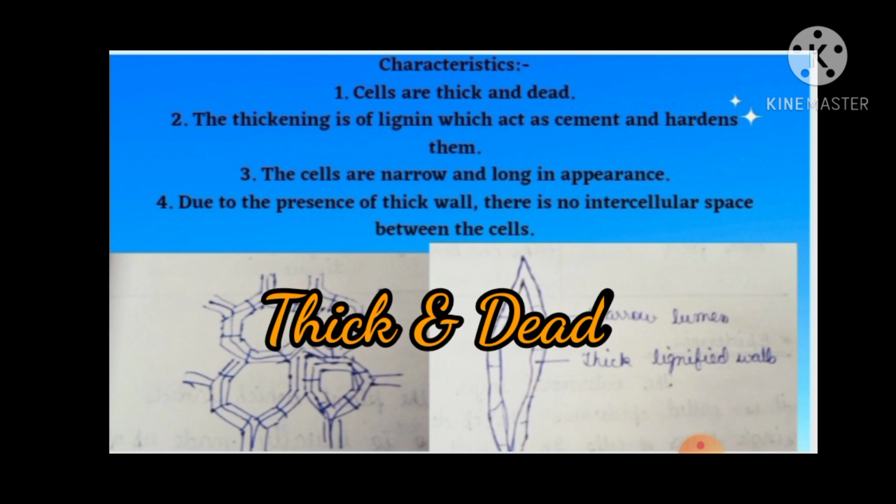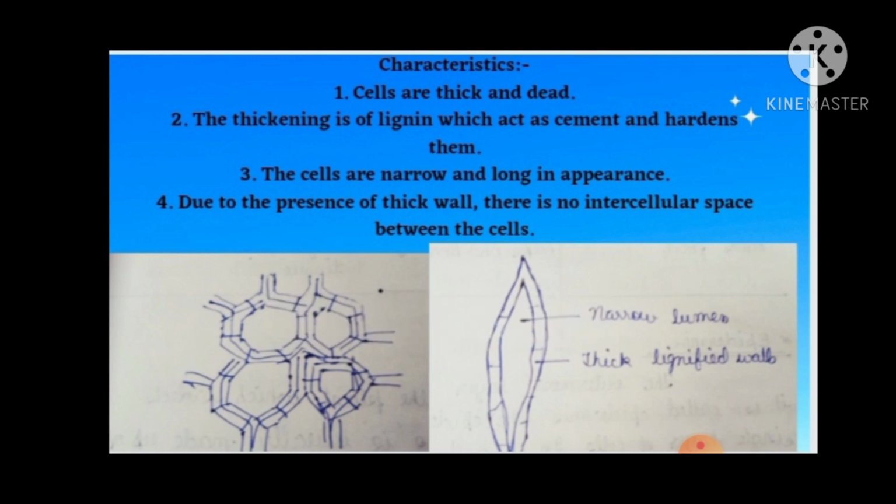The thickening is made up of lignin. You have to remember the name of the chemical whose thickening is present in the cells of Sclerenchyma, and the thickening is of lignin. And what does it do? It acts as a cement and hardens the tissues of the Sclerenchyma. The cells are narrow and long in appearance. You can see spindle-shaped cells.